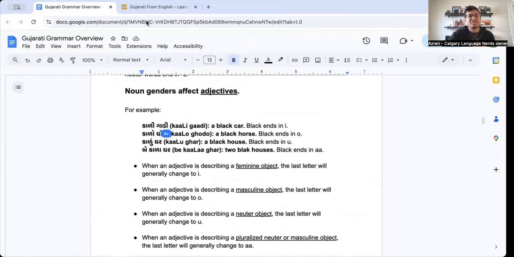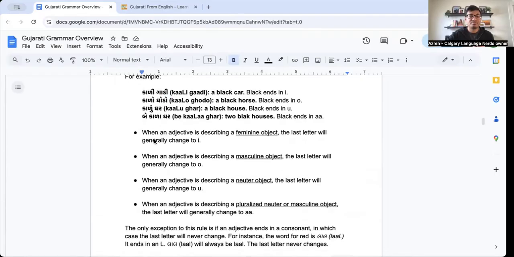So when an adjective is describing a feminine object, the last letter of the adjective will change to e. When an adjective is describing a masculine object, the last letter will change generally to o. When an adjective is describing a neuter object, the last letter will generally change to u. When an adjective is describing a pluralized neuter or masculine object, the last letter will generally change to a. Right?